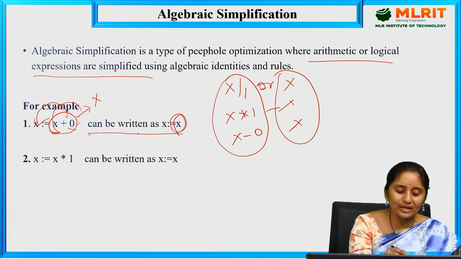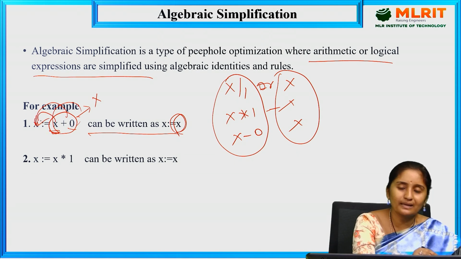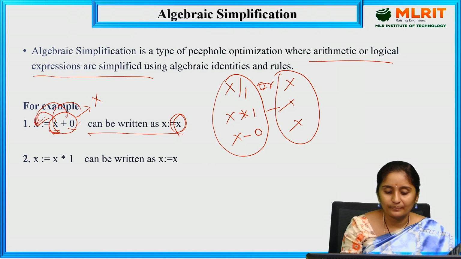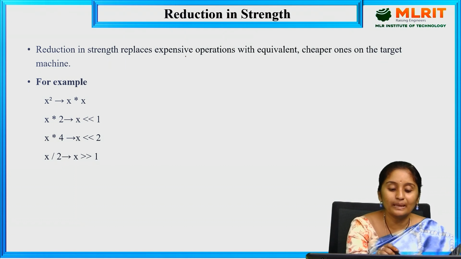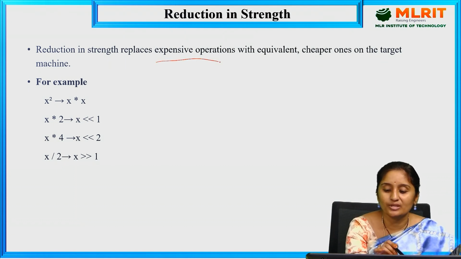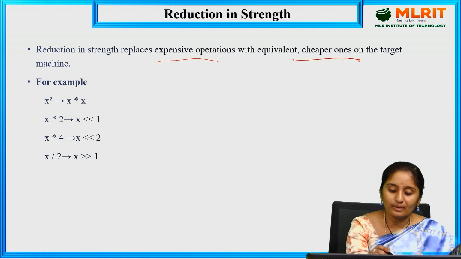So instead of that, I directly write the x value and assign the value over here. This is nothing but algebraic simplification. The next one is reduction in strength. Reduction in strength replaces expensive operations with cheaper ones, that is, the faster, lower-cost operations replace the costly ones.